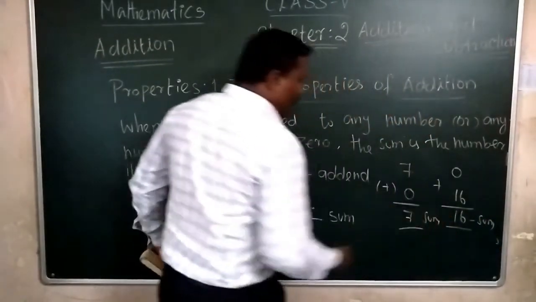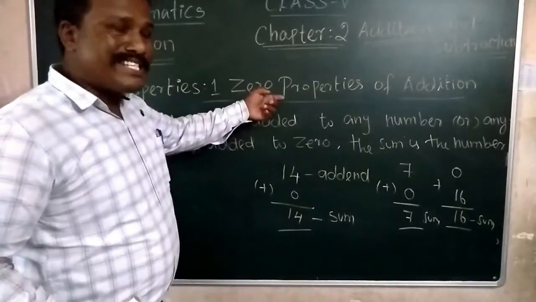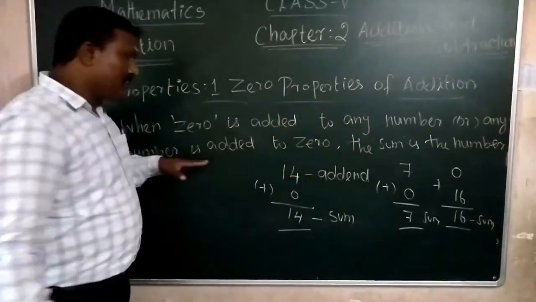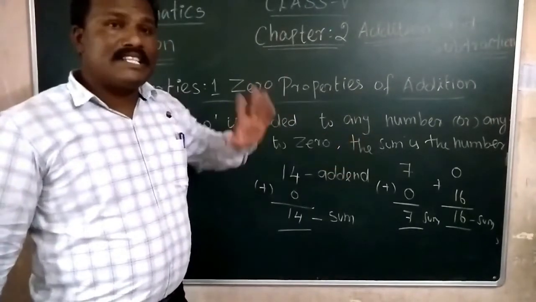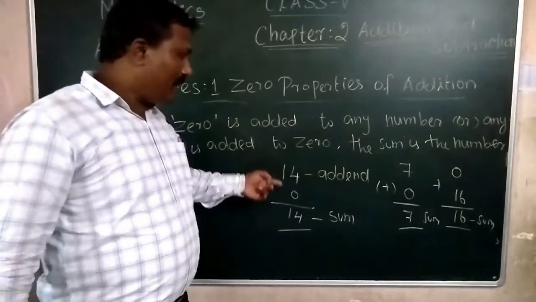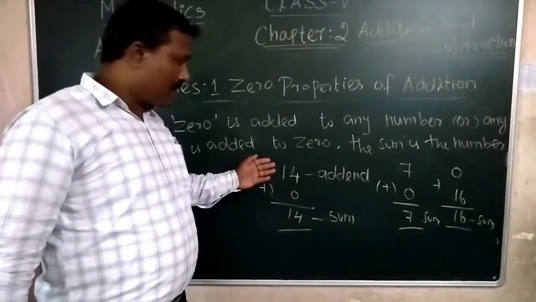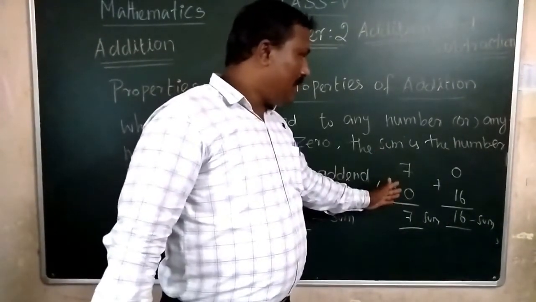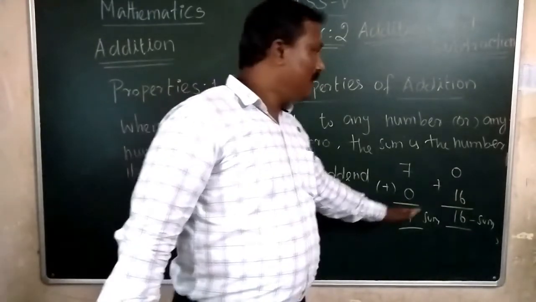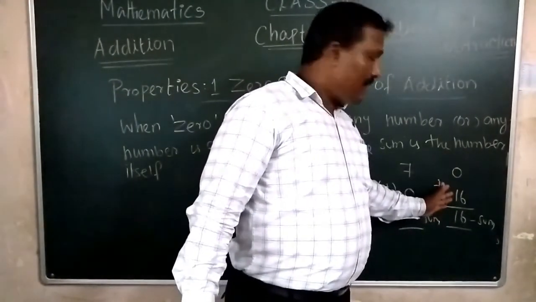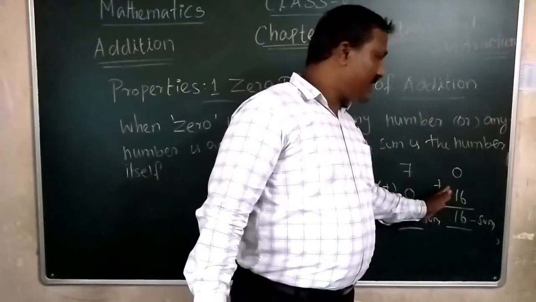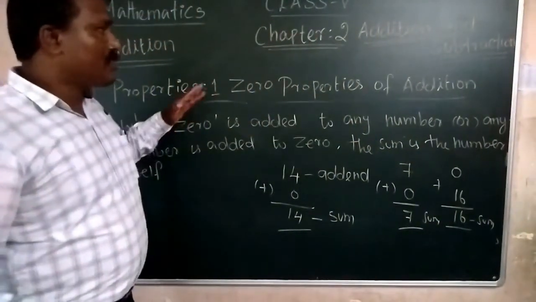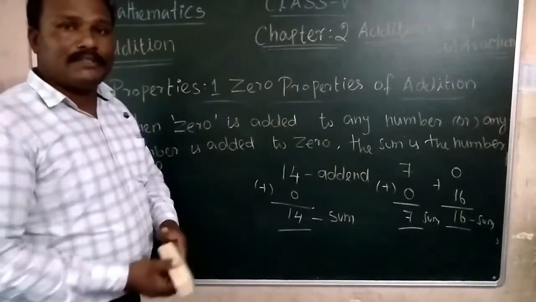So the zero property of addition says that if 0 is added to any number, or any number is added to 0, the sum is the number itself. For example, the number 14 added to 0, the sum is the number itself, because the result is also 14. I add 0 to any number and the sum is the number itself, because with 16 the total is also the same. That is what the zero property of addition says.